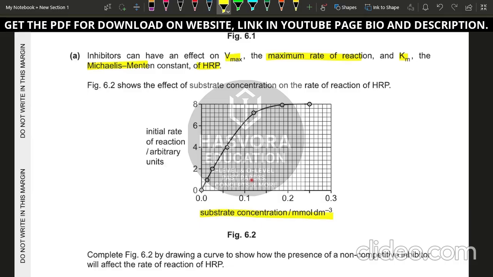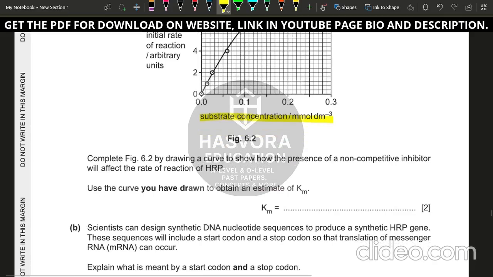Now they are asking us to complete figure 6.2 by drawing the curve to show the presence of a non-competitive inhibitor. Now you should remember that a non-competitive inhibitor decreases the value of the Vmax. So the Vmax value decreases, so you can just simply halve the value of Vmax, and the Km value, now this is important, the Km value remains the same.